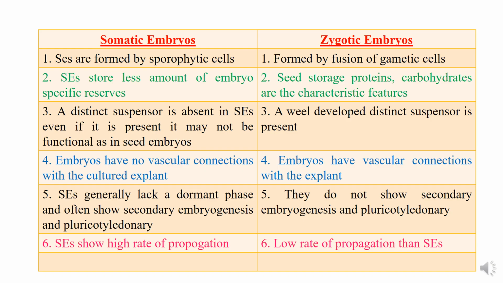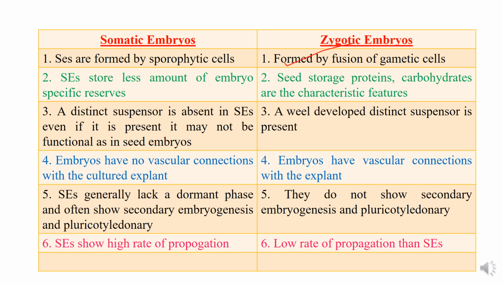Coming to the difference between somatic embryos and zygotic embryos, this is the most important. We should know the clear-cut difference between them. Somatic embryos are formed by sporophytic cells, whereas zygotic embryos are formed by the fusion of gametic cells: the male gamete and female gamete fuse and give rise to the zygotic embryo. But a somatic embryo is not like that. It is formed by sporophytic cells, that is 2N.